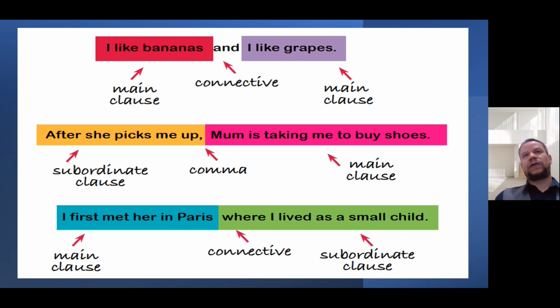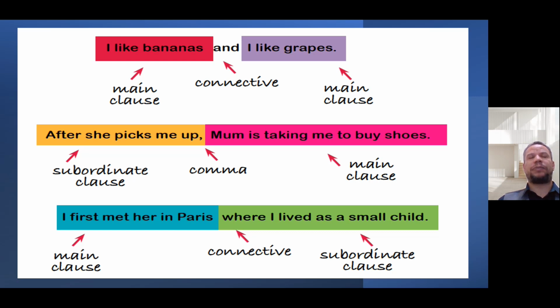I like bananas and I like grapes. I like bananas. Is it a complete meaning? Yes. No need for others. I like grapes. No need for others. Complete meaning. So they are main clauses, and we use coordinating conjunctions: and, but, so, or, for. So: I like bananas and I like grapes.